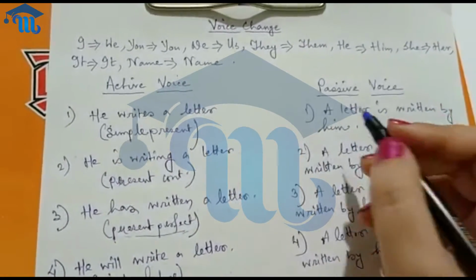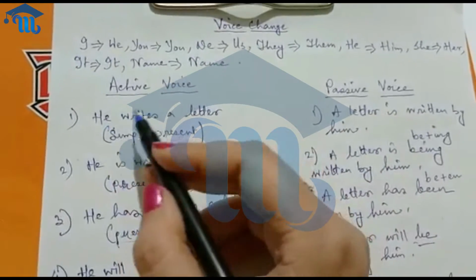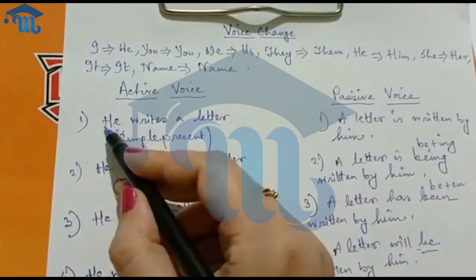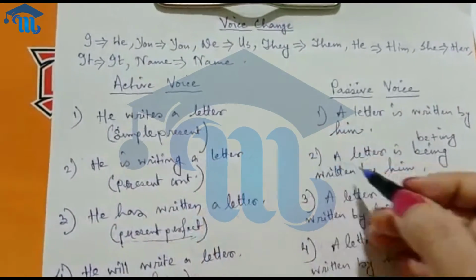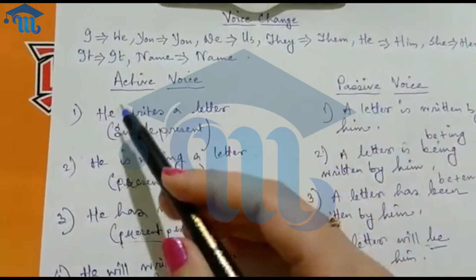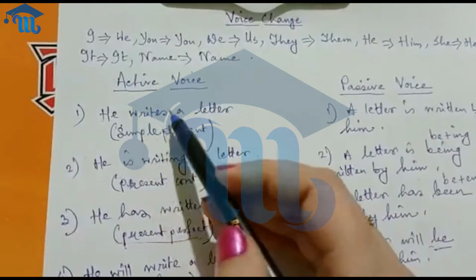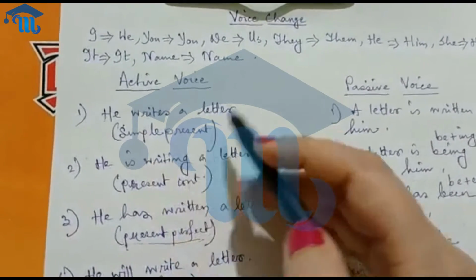Now, why does this occur? Here, "he writes a letter." He is the subject, which is a pronoun, obviously. He is the subject and letter is the object here. And writes, obviously, is the main verb or the doing verb, and it is in simple present tense.